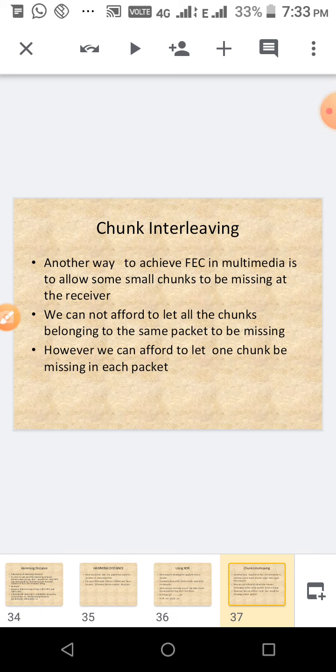Then chunk interleaving. What do we mean by chunk interleaving? It is a way to achieve, in multimedia, the ability to allow some small chunks to be missing at the receiver. It will reduce the loss of chunks, that is, reduce the error. The concept we will see in the next slide.